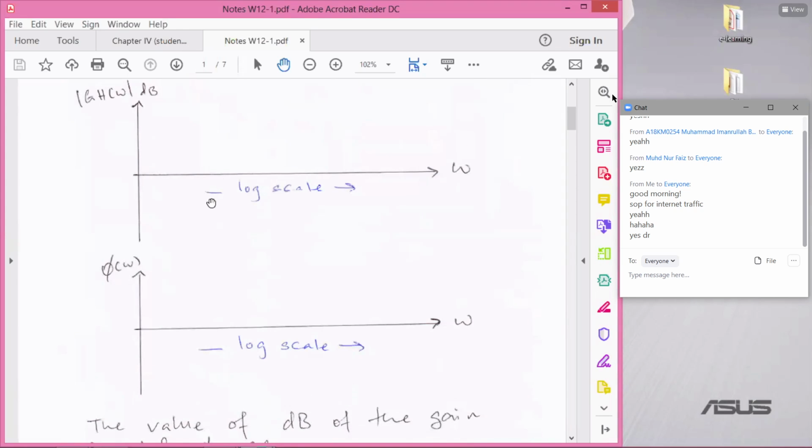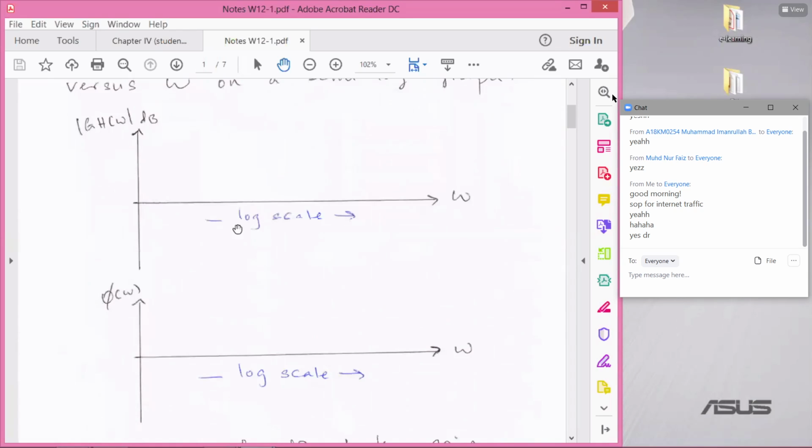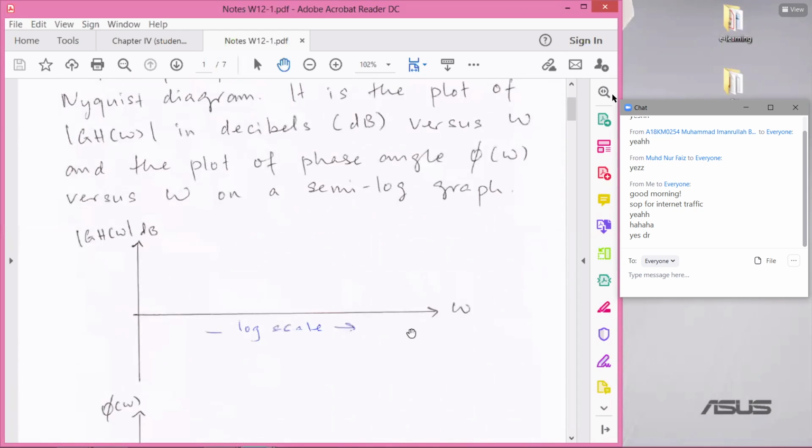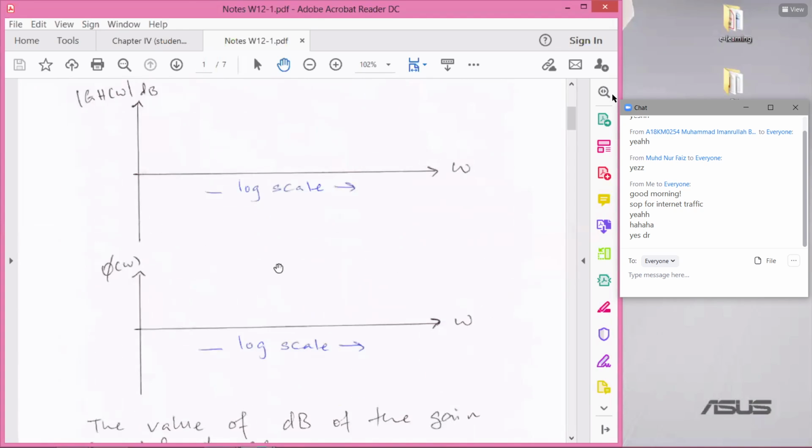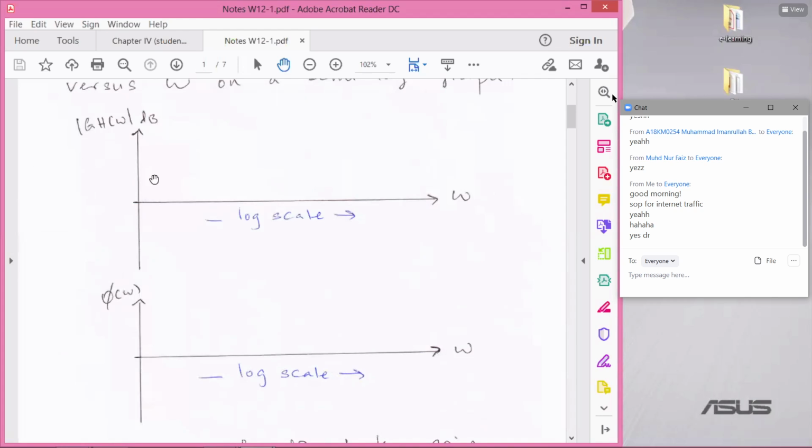I'm not sure whether you have used semi-log papers before, but if you haven't, today is the day that you use your first semi-log graph paper. Now you have two plots instead of just one, the magnitude versus omega and the phase angle versus omega, and that's it. So now you have your Bode diagram instead of the Nyquist diagram. You can still know whether the system is stable or not. You can still read the value of gain margin and phase margin from the Bode diagram.